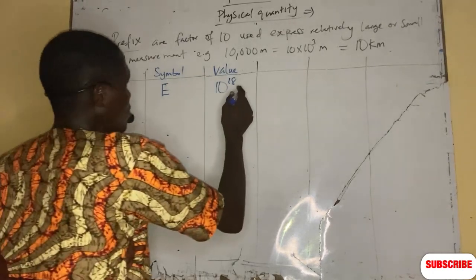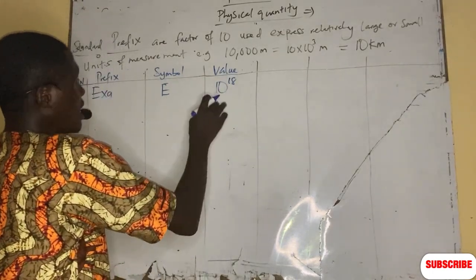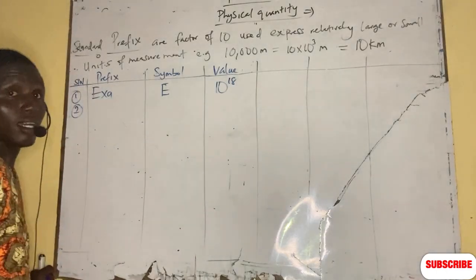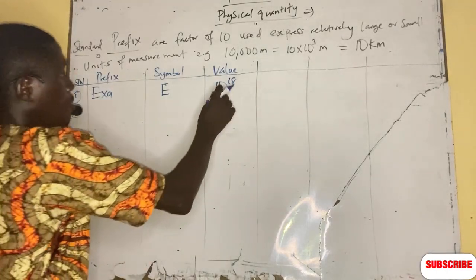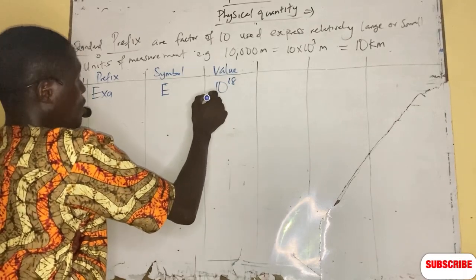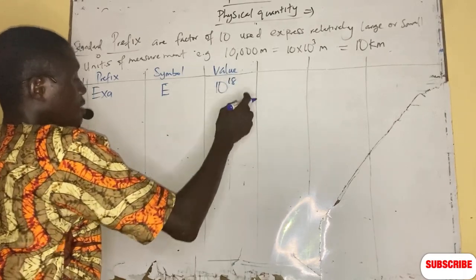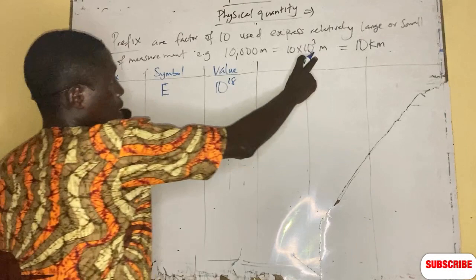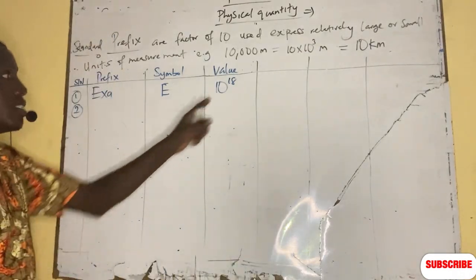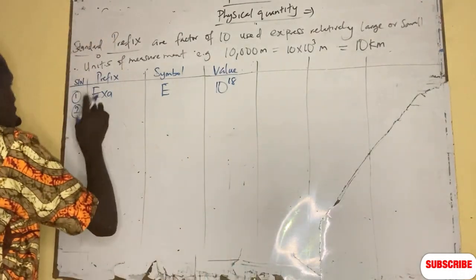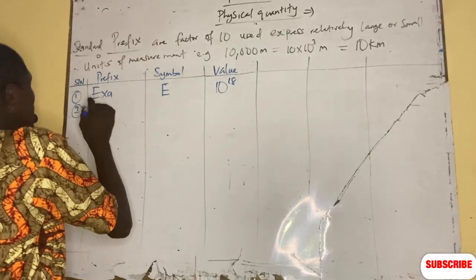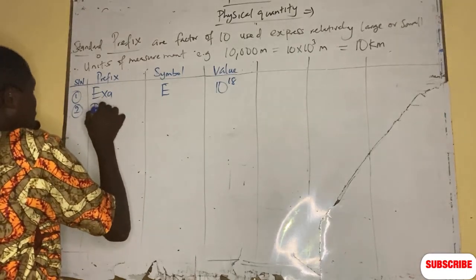For example, if you want to write exameter, that is Em. Just like when we have kilometer, you can have exameter, which is 10 raised to the power 18. You also get to know it when we are using the calculation.